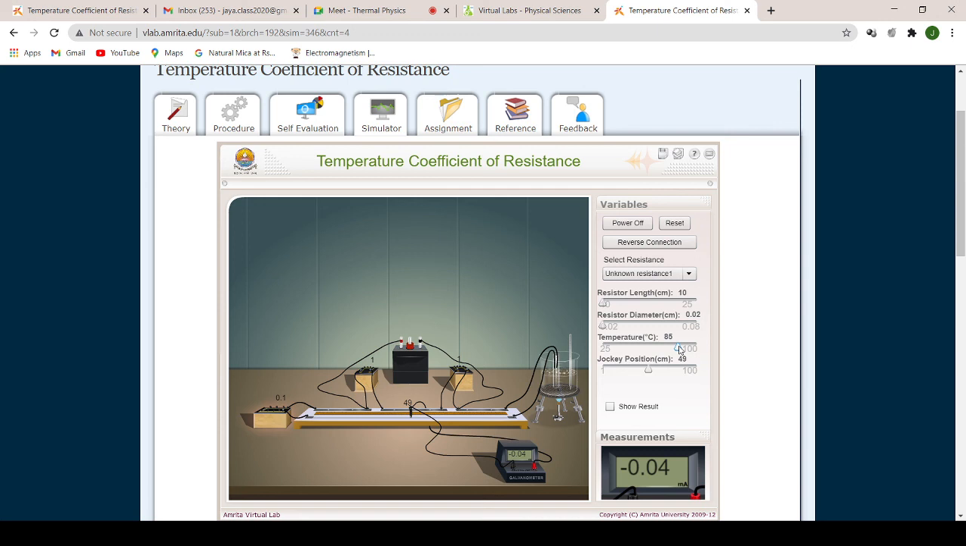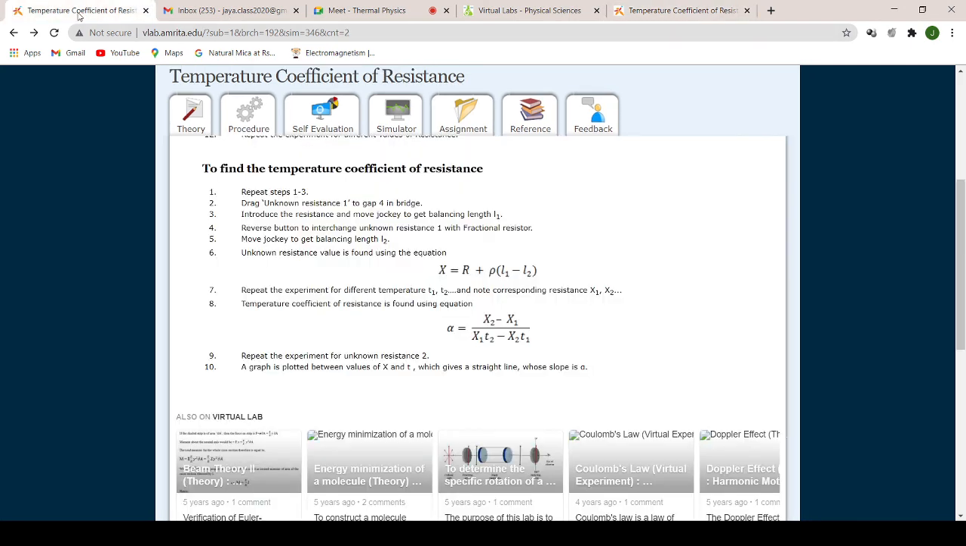Every time you are getting 49, because you don't have in-between values. Between 49 and 50, you don't have those values. Physically, when you do it in the lab, you will get those points, like 49, 49.1 and so on. That difference will be there. So you are going to do it for temperatures 25, 35, 45, 55, 65, 75, 85, 95. So do it for 8 values starting from 25.